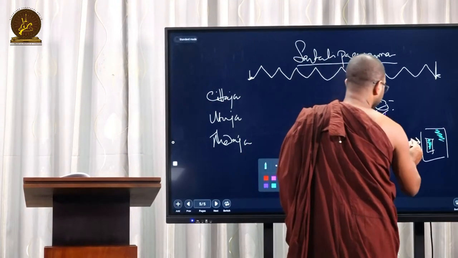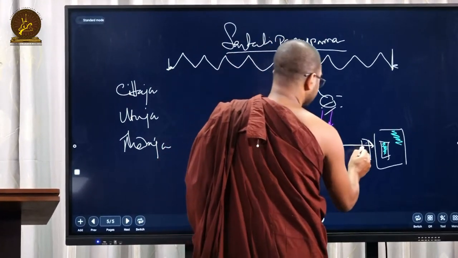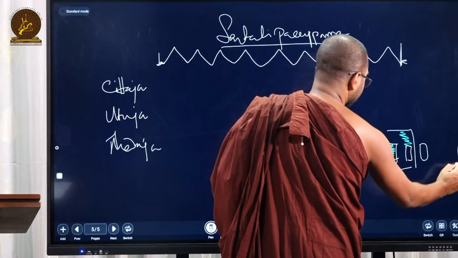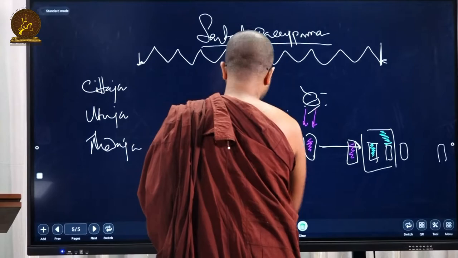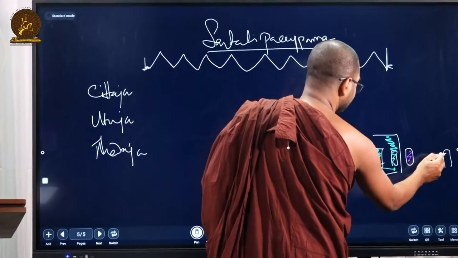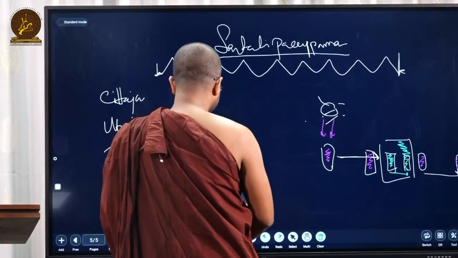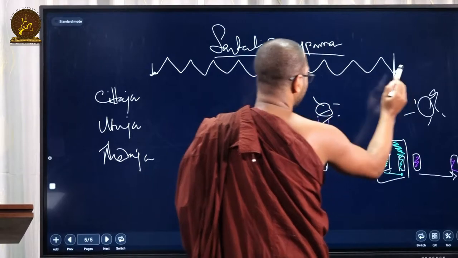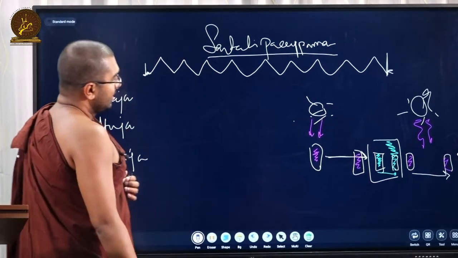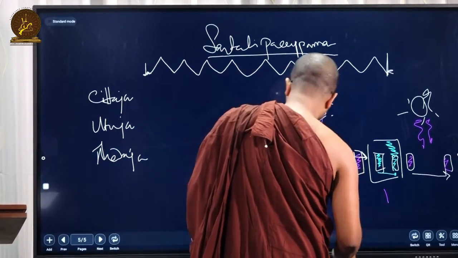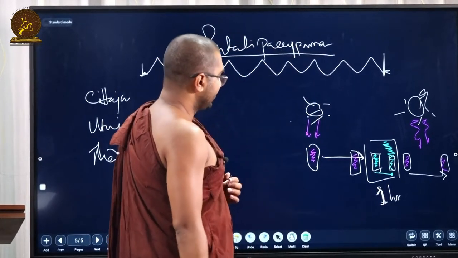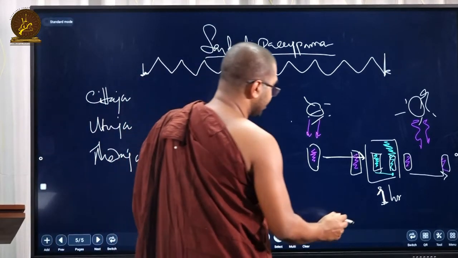So he went into the room, and having spent some time in the room, he then moves out. Now again he moves under the sun, for instance. Now think that he was in the air-conditioned room for one hour. He was there for one hour. During that hour, many chittaja rupas and utuja rupas occurred in him.